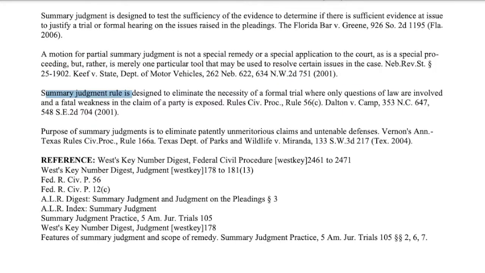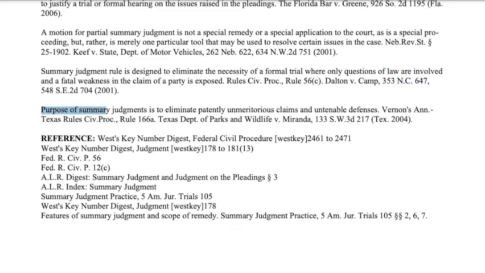Summary judgment is a rule designed to eliminate the necessity of a formal trial, where only questions of law are involved and a fatal weakness in the claim of a party is exposed. That comes from that Rule 56. Here we have Dalton versus Camp, that's North Carolina. The purpose of summary judgments is to eliminate patently unmeritorious claims and untenable defenses. Texas. And we have our references here.